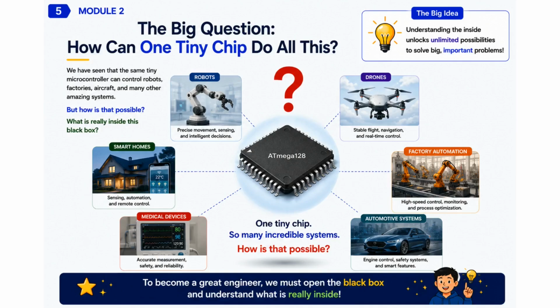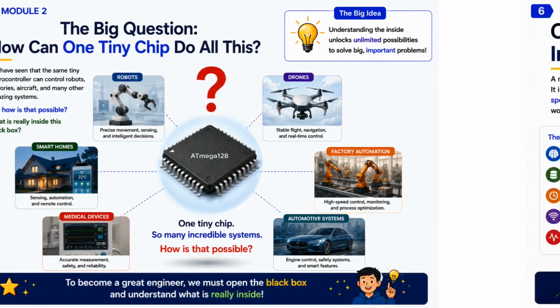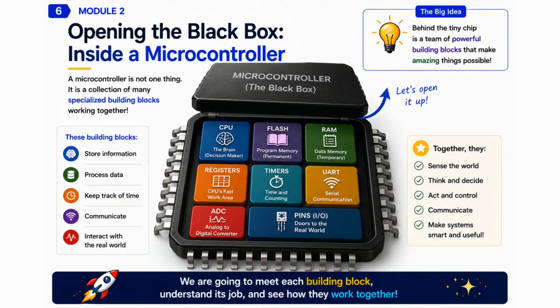We will look inside the microcontroller, discover its different parts, understand how they work together, and build a much bigger mental movie of the entire system. Because to become a great engineer, we must understand not only what a system does, but also what is really happening inside. Now, let us do what every engineer loves to do. Let us open the black box.